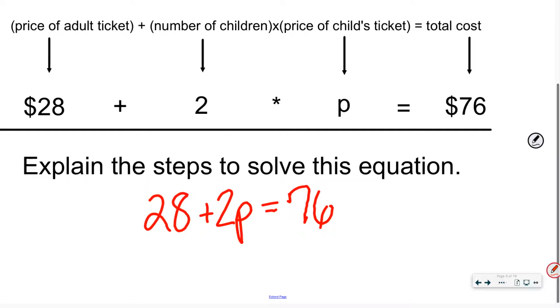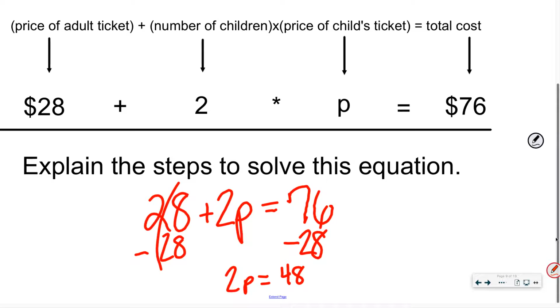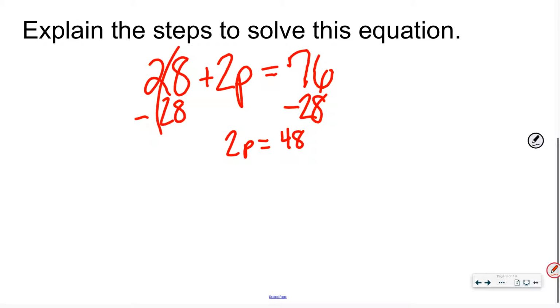What would you do if you saw that and you didn't have a scenario, you didn't know it was a park ticket or anything, you were just told 28 plus 2p equals 76, solve it? I would subtract 28. You'd take 28 away from both sides, good. And you'd be left with 2p equals 48. And then what would we do? We divide that by 2. Divide both sides by 2. So p equals 24.